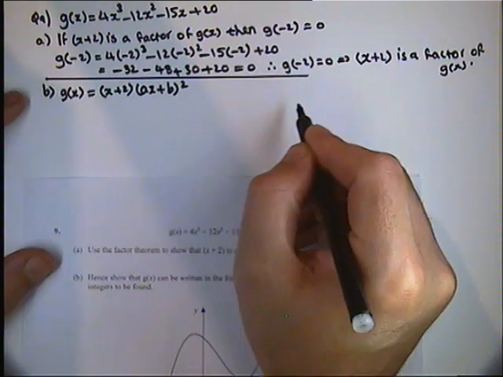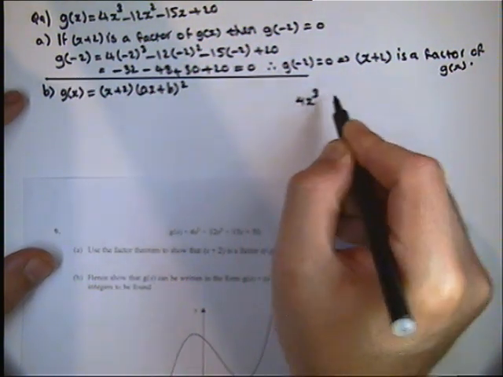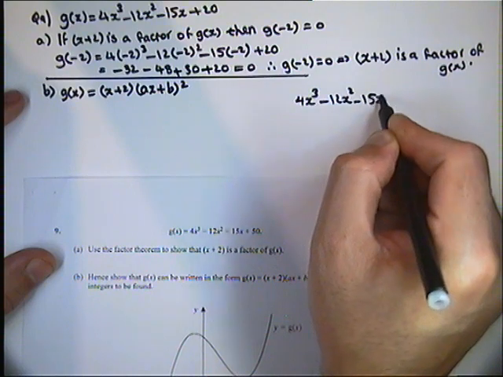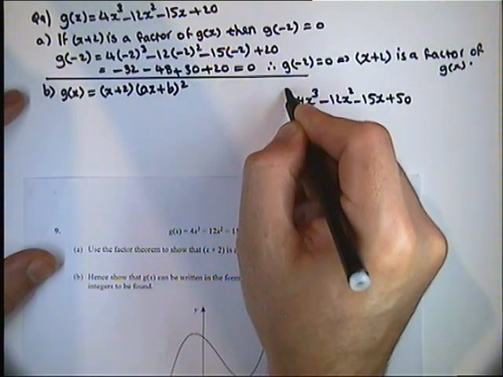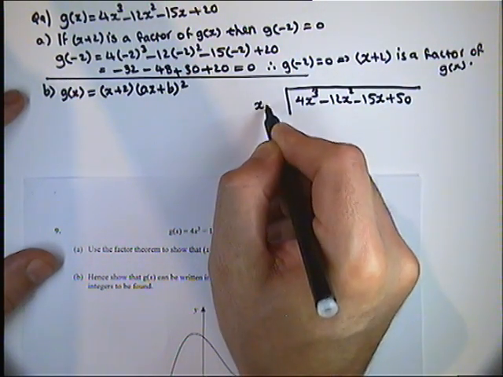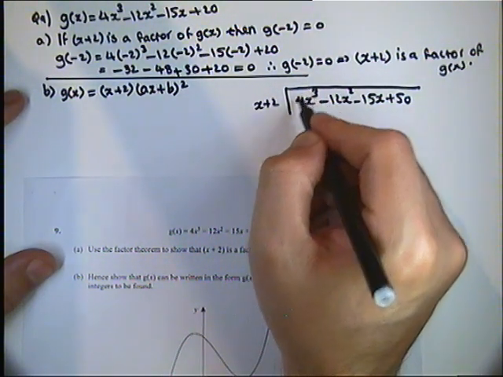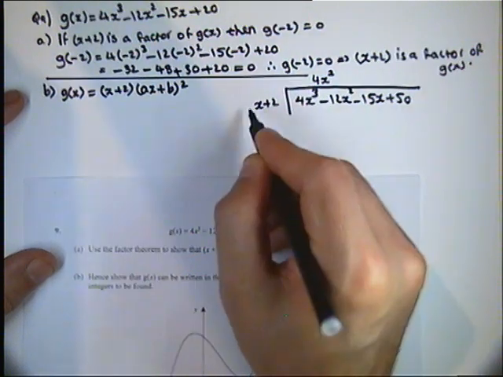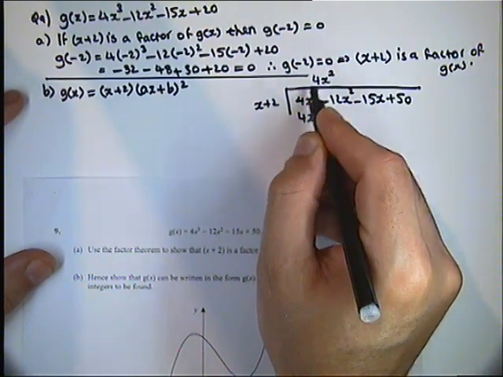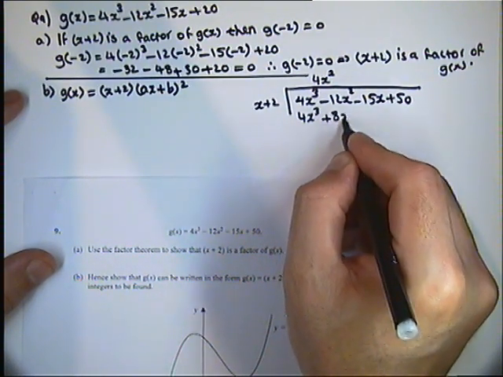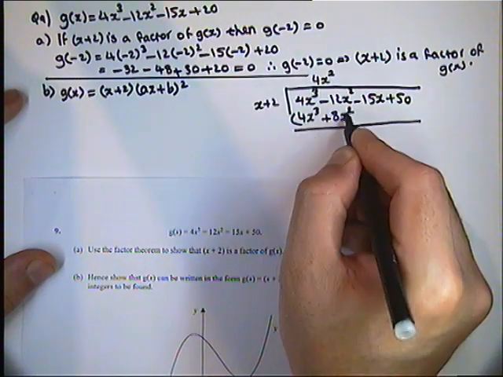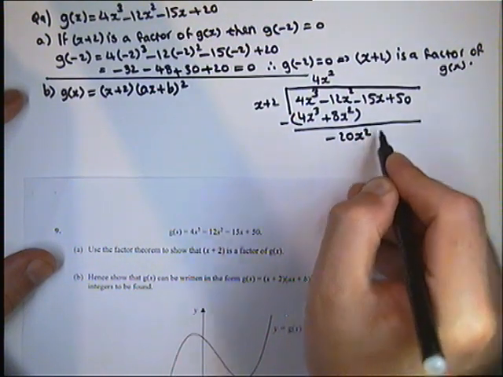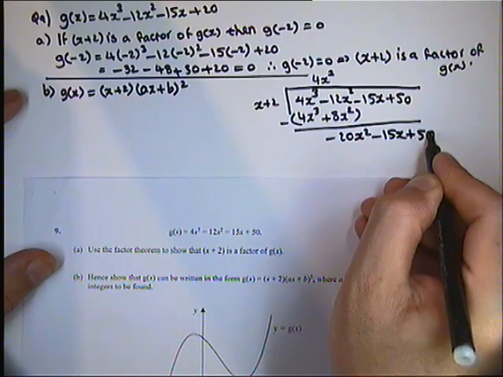Okay, so 4x cubed minus 12x squared minus 15x plus 50, divided by x plus 2. So how many x goes into 4x cubed, which is 4x squared. 4x squared times x is 4x cubed. 4x squared times 2 is 8x squared. Take away this one from the top, we get minus 20x squared minus 15x add 50.